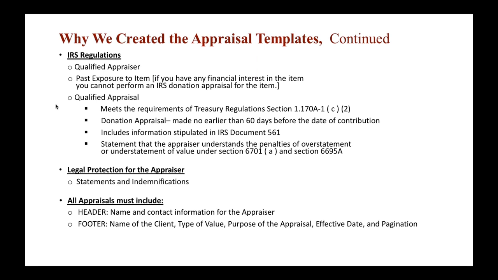So then here we just mentioned the statements and indemnifications, which has additional legal protection for the appraiser. And then all appraisals must include header, name and contact information for the appraiser, footer name of the client, type of value, purpose of the appraisal, effective date. So this is really what the Appraisers Association feels should be there. It is not a USPAP or an IRS regulation, but we believe that you should make sure that this is included on each page of the appraisal. And a part of that is also so that if you need to reference any part of the appraisal, you have all that information in each page that you can reference.